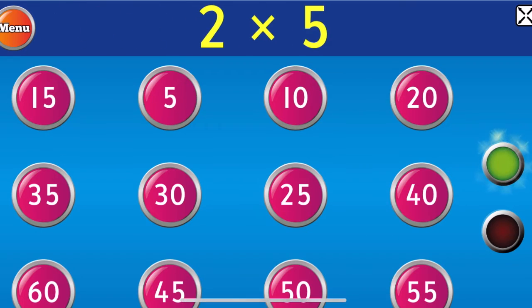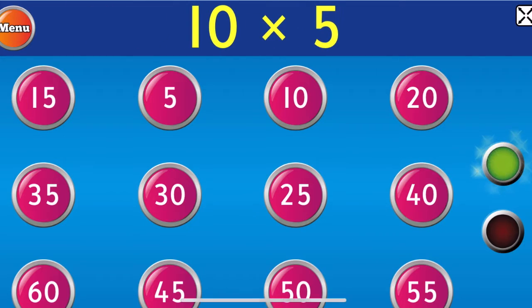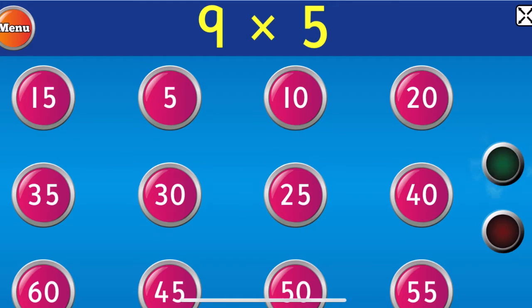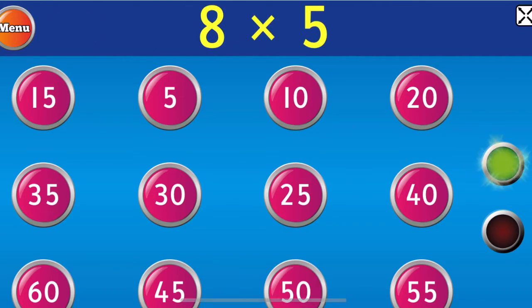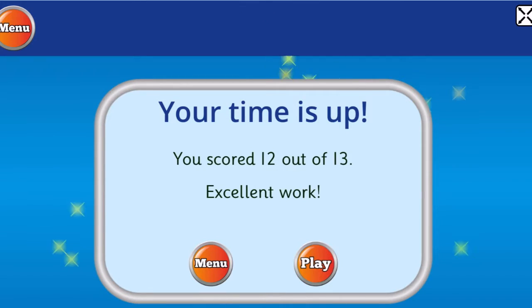1 5, nice and easy. 2 5s, we've seen that one. 8 5s. Can you count in 5s and get it right? Were you right? It was 40. 10 times 5 again, 50. We should be getting a bit whizzier with that one. Oh, and again, 8 times 5, we've had that already. 40. This time we got 12 out of 13 because we made a little mistake.